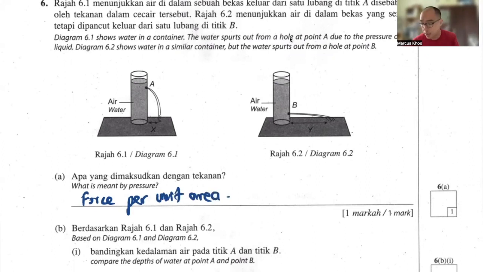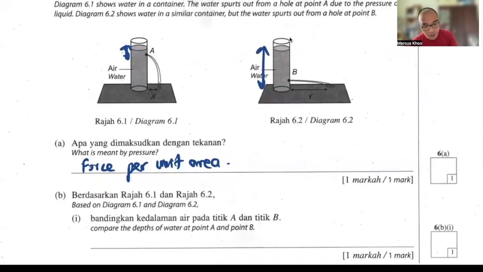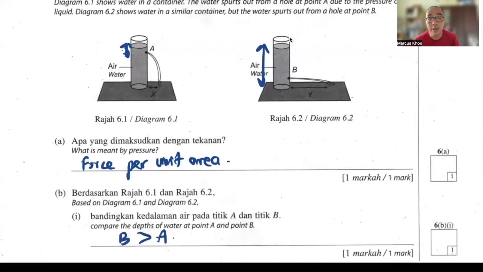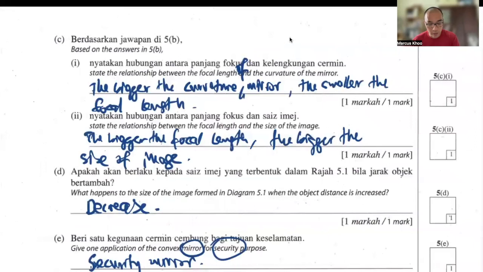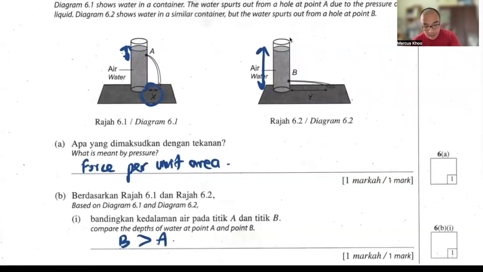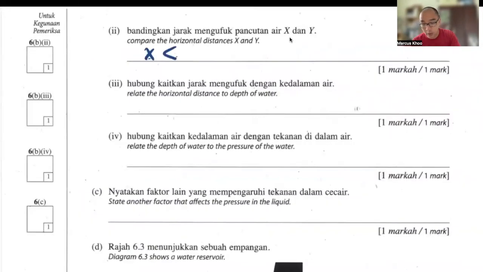Now, compare the depths of water at point A and point B. Remember, our depth is calculated from the surface of the water, not from the bottom. So we're talking about this depth and this depth. Obviously, B is more than A. The depth of water at point B is bigger than the depth of water at point A. Then compare the horizontal distances of X and Y. We are looking at this distance and this distance. Of course, X will be smaller than Y.